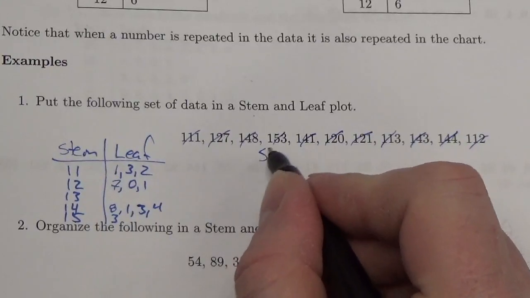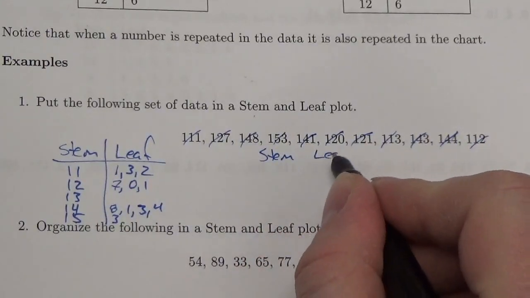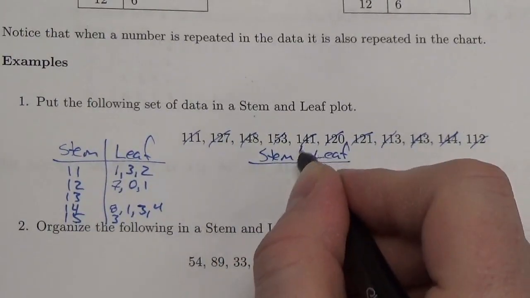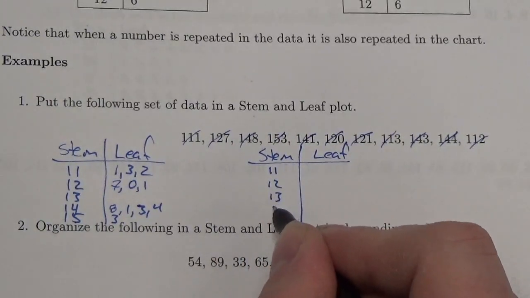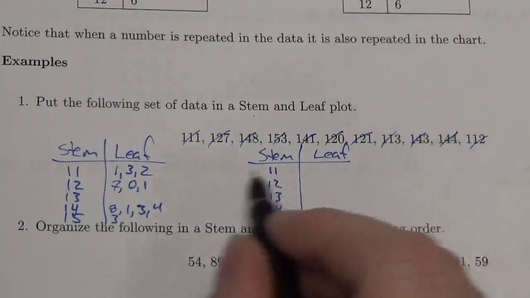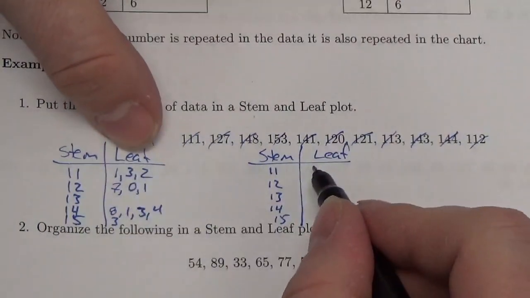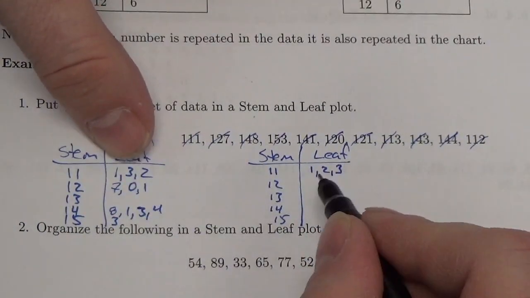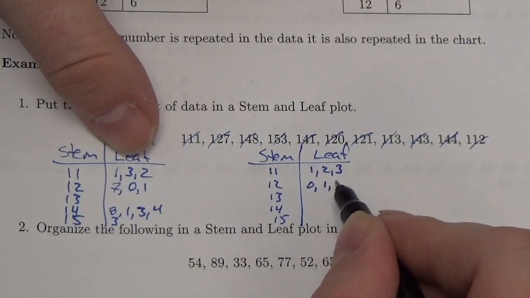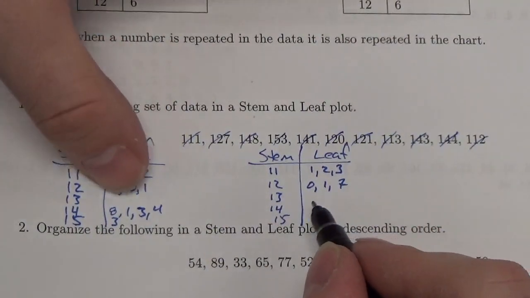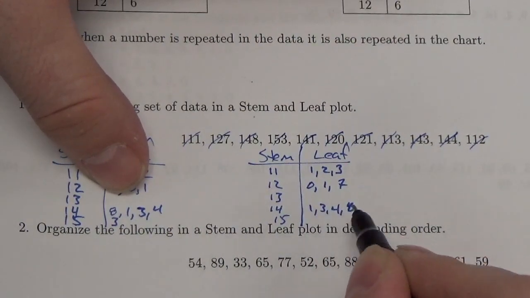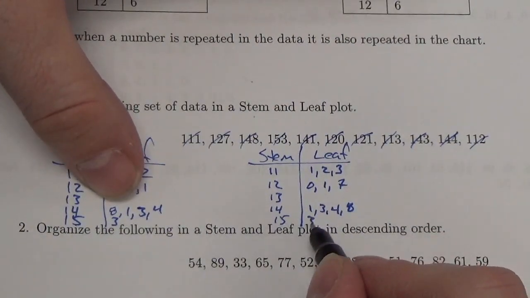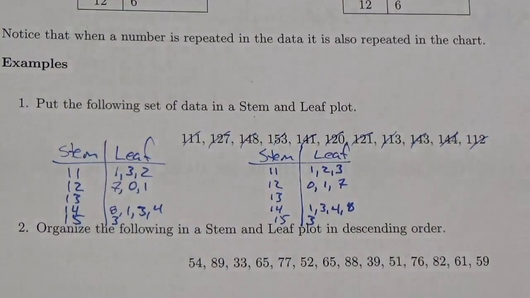So now we're going to write this out again, stem and leaf. So 11, 12, 13, 14, 15. But now I'm going to put them in order. So this will be 1, 2, 3, 0, 1, 7. Nothing for 13. For 14 would be 1, 3, 4, 8. And then down here at the 15 will be just the 3.